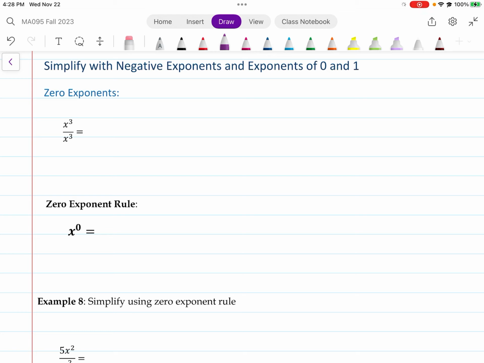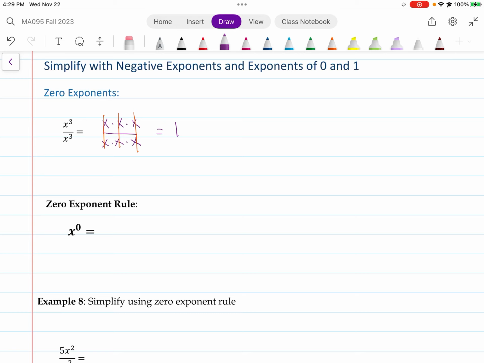So let's look at x to the 3 over x to the 3. Think about what you typically would do with this. Well, every single one of them cancels out, and we get 1 times 1 times 1, which is just 1. So what did we do with the exponents?